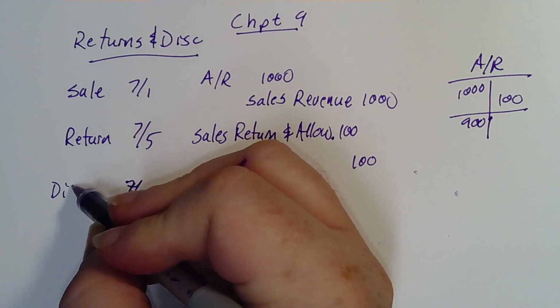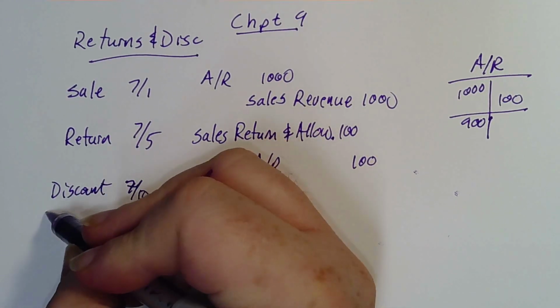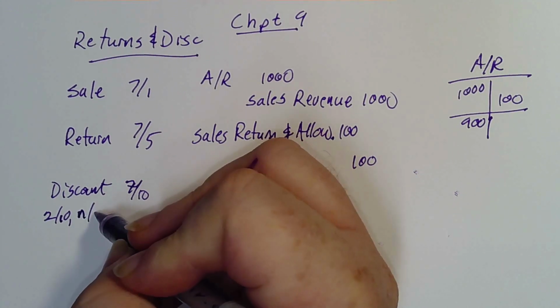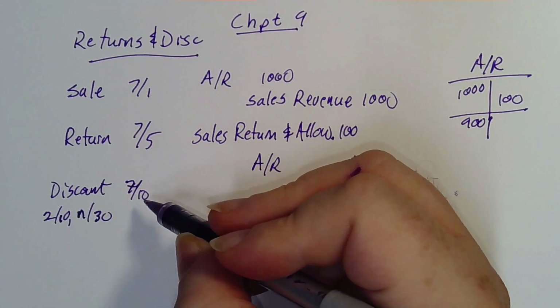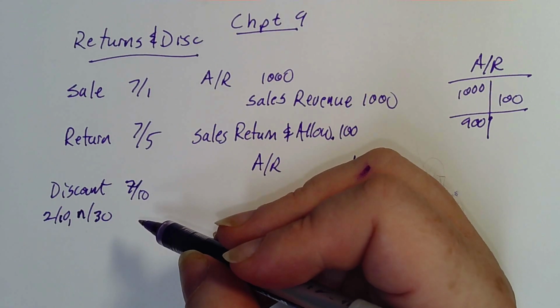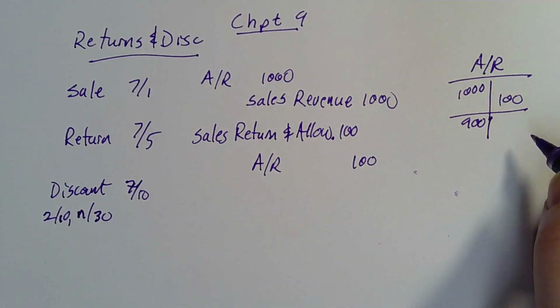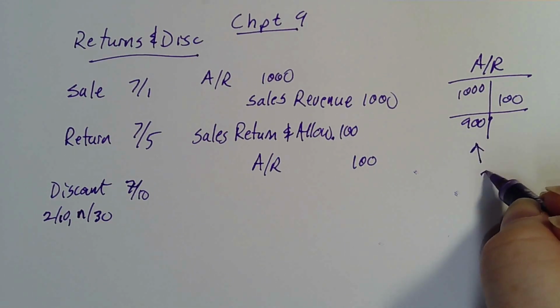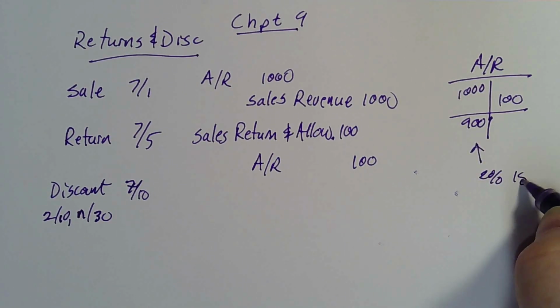They could get a discount. Remember, we talked about terms 2/10, net 30, meaning you get a 2% discount if you pay within 10 days. They could have actually waited till the 11th, and the balance is due in 30 days. Well, what's 2% on what they owe? Well, 2% of this is going to be $18.